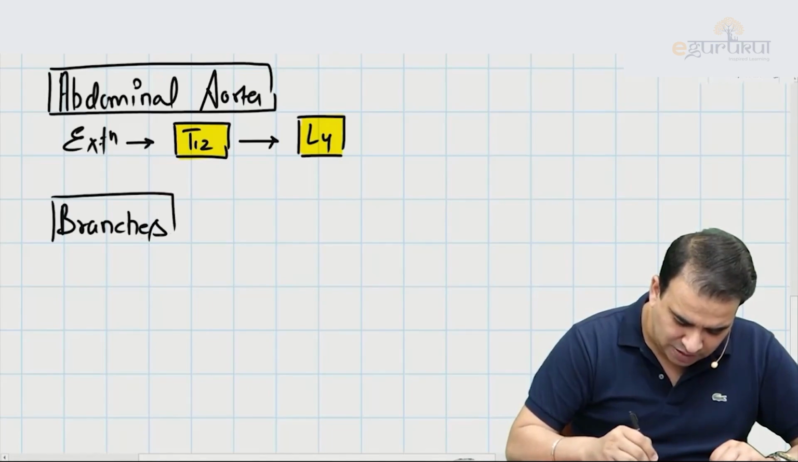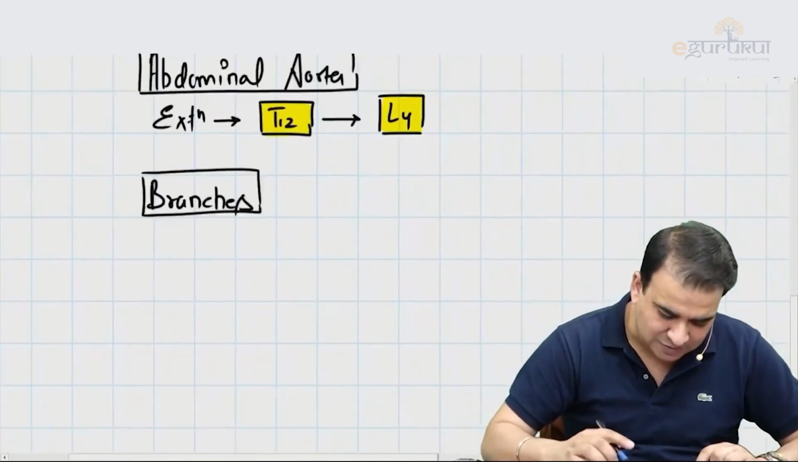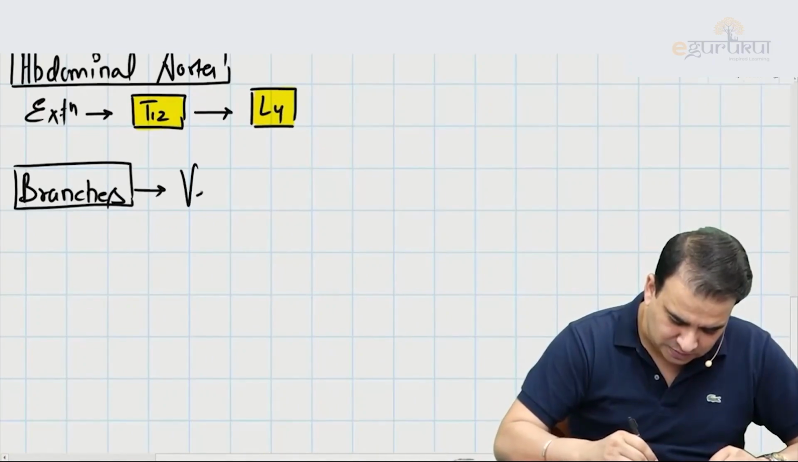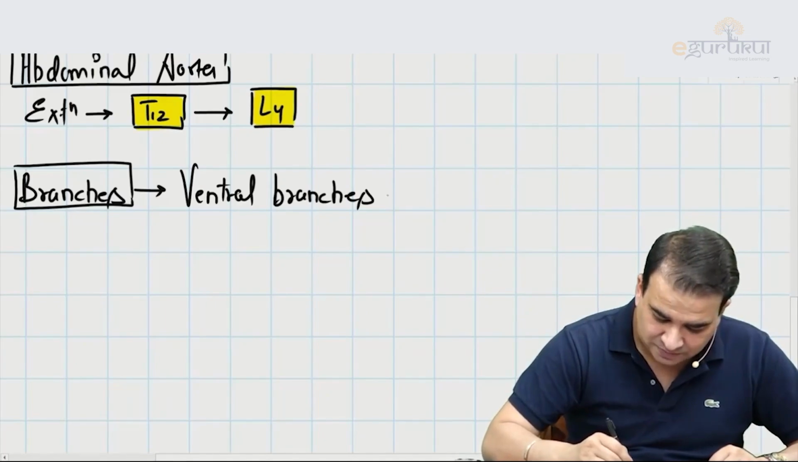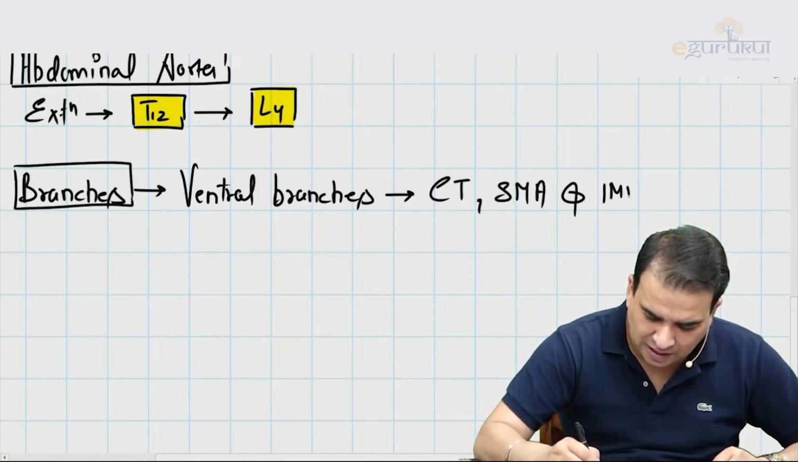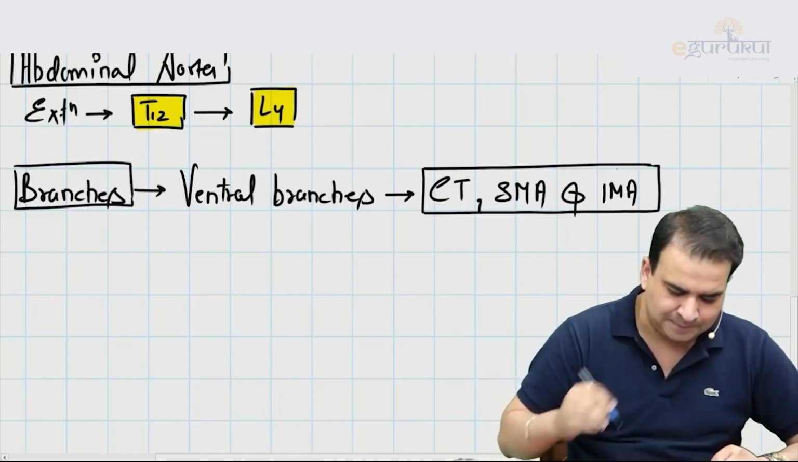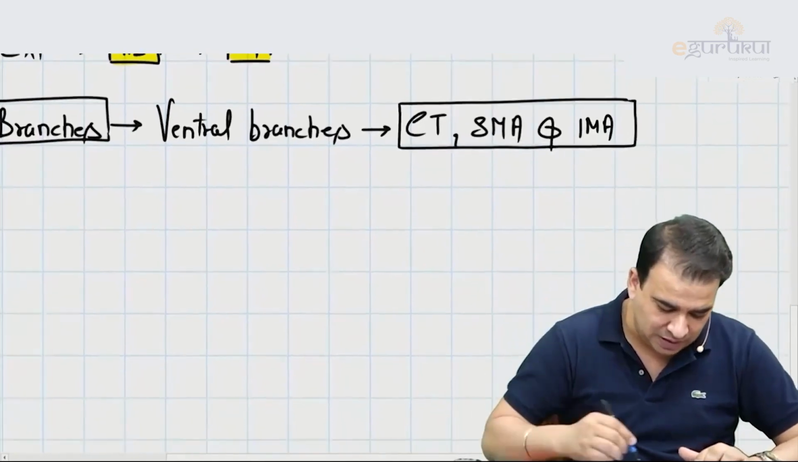The branches of the abdominal aorta, we can divide them into 4 types. First of all, we have the branches which are called ventral branches. So starting with the ventral branches first. The ventral branches are the ones which supply the viscera. So the branches like celiac trunk, superior mesenteric artery, and inferior mesenteric artery. These are the ventral branches of the aorta. They are seen coming from the front of the aorta, so we call them ventral branches of the aorta.